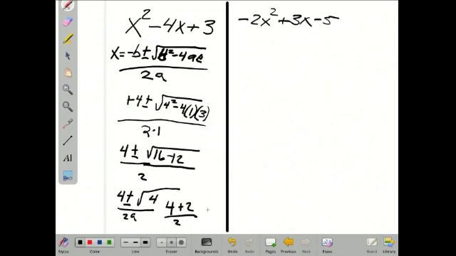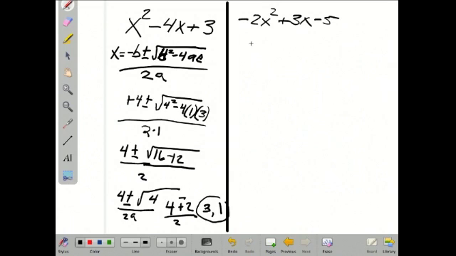So 4 plus 2 is 6. 6 divided by 2 is 3. So that's one of my values. And now I'm going to take the negative 2. And 4 minus 2 is a 2. 2 divided by 2 is 1. So those are my two values.